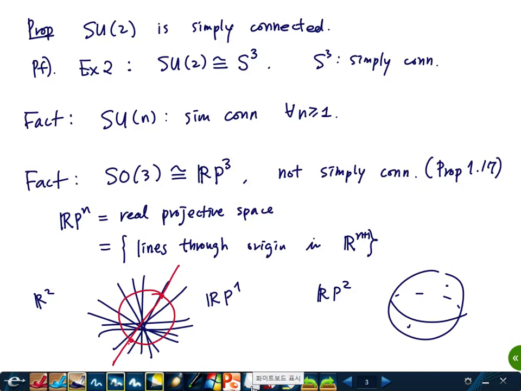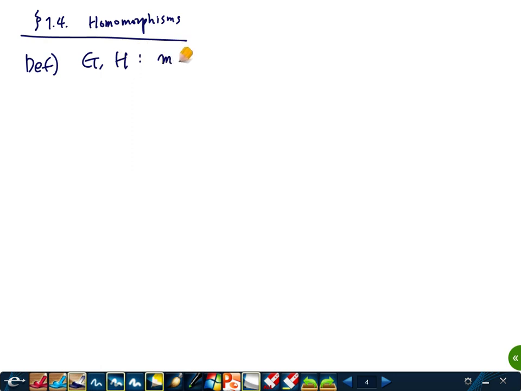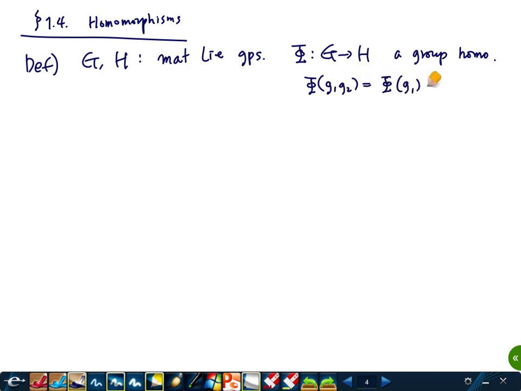Okay, and let's move on to the next section, homomorphism. Yeah, so homomorphisms are a very important concept. So G, H say that they are matrix Lie groups, and phi is a group homomorphism. Group homomorphism means it preserves the multiplication structure: phi of G1 G2 is equal to phi of G1 times phi of G2.